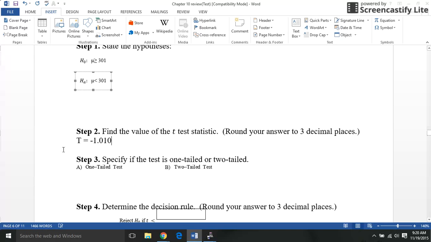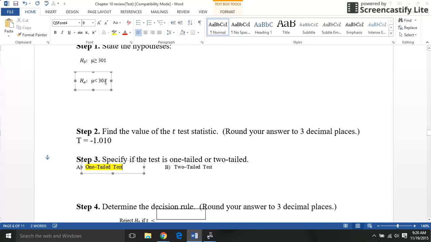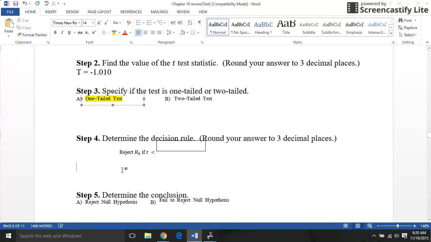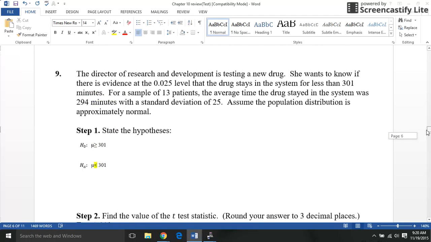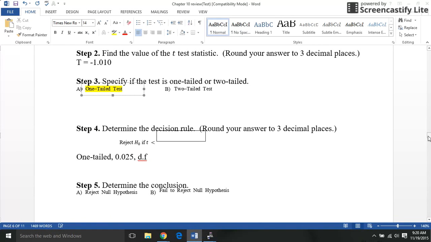Okay. I know it's a one-tailed test. How do I know it's a one-tailed test? Because I'm comparing this symbol up here, the less than, with the one-tailed test. Okay, my decision rule again. I need my one-tailed test, comma. I need my level of significance, which is 0.025, and I need my degrees of freedom. And in this case, it was 13 was my sample size, so I need to do 13 minus 1 equals 12.